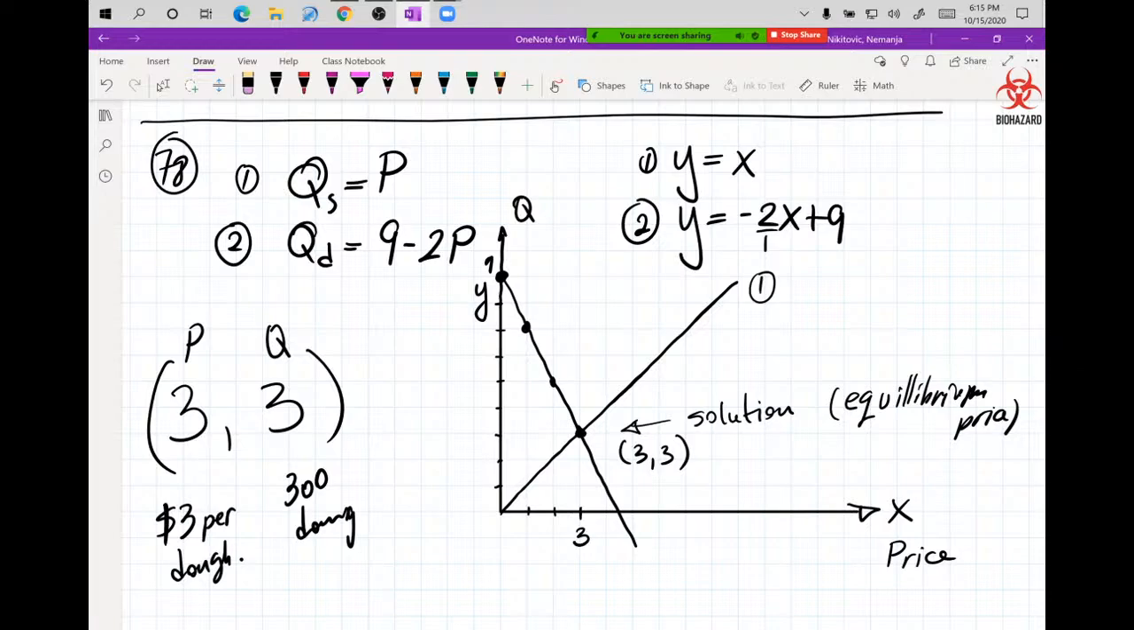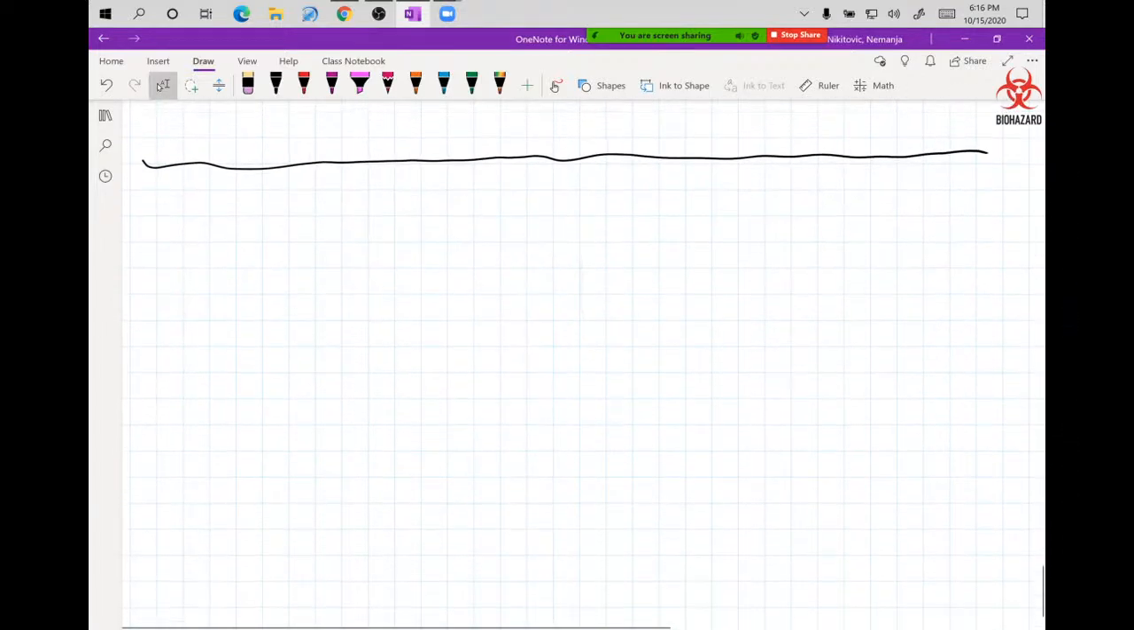Let's take a look at more of these problems, at least two more. We can do exercise and calories. That might be a good one.